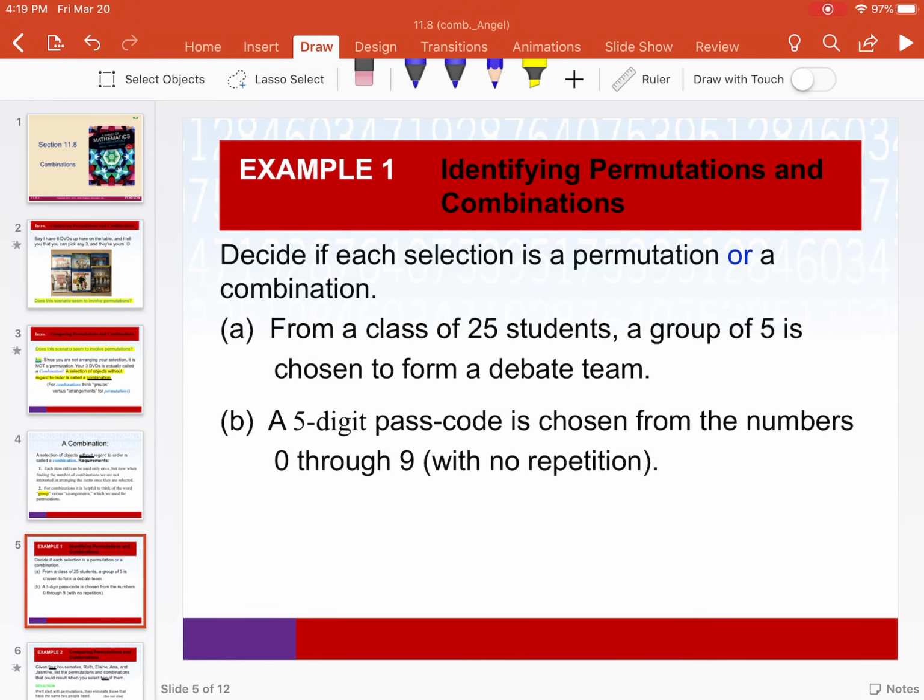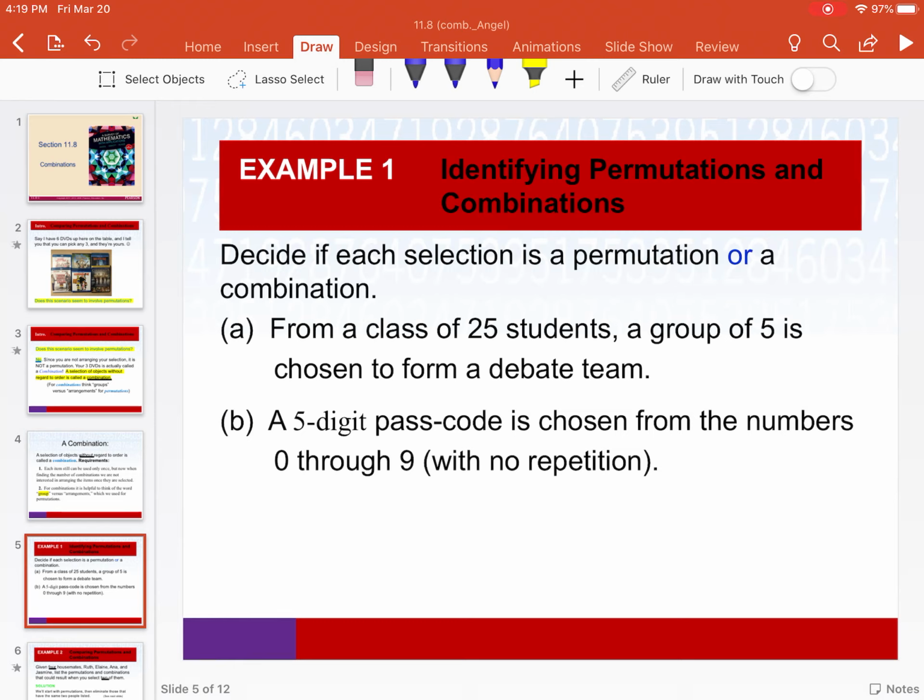All right, so why don't you check each of these scenarios out. We'll do A first and decide whether or not you think this involves permutations or combinations. It's very important that you make this distinction because each one has a different formula. Okay? So from a class of 25 students, a group of 5 is chosen to form a debate team. Do you think that's a permutation or a combination?